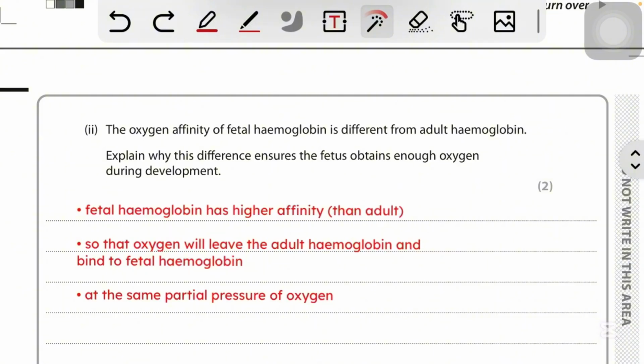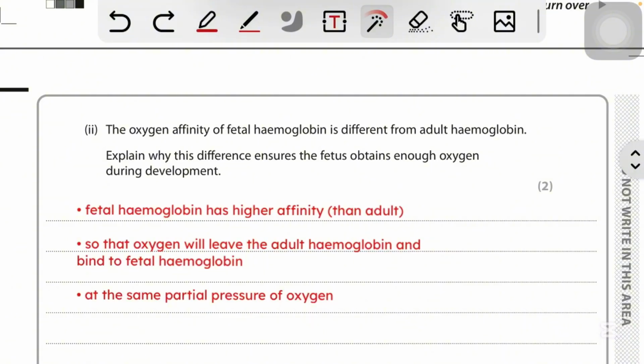The oxygen affinity of fetal hemoglobin is different from adult hemoglobin. Explain why this difference ensures the fetus obtains enough oxygen during development. The oxygen affinity of the fetal hemoglobin is higher than adult hemoglobin. It is higher because the fetus is inside its mother, and the mother's blood also contains the same hemoglobin and iron.